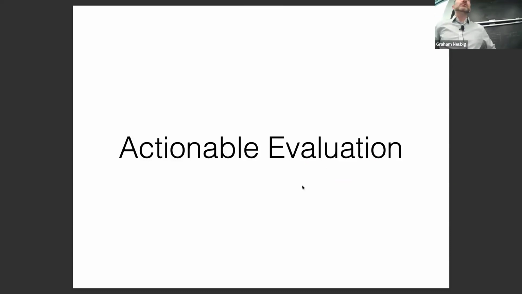Cool. So now I want to switch gears a little bit to actionable evaluation and how you can evaluate your models in a way that makes it easy to find next steps for improving. Are there any questions about the debugging part before we get into this part? Okay, if not, I'll go ahead.